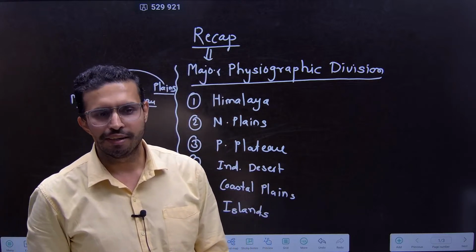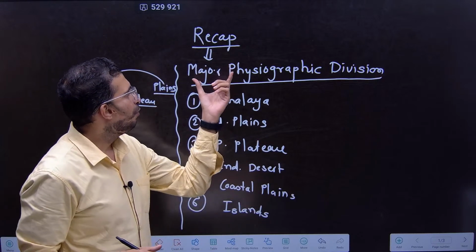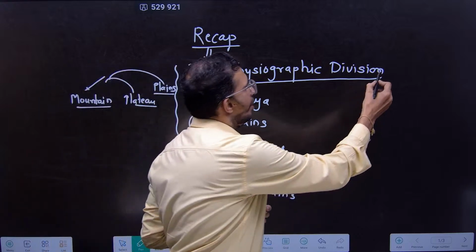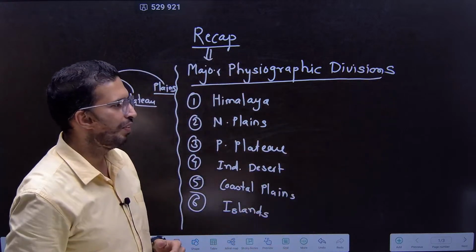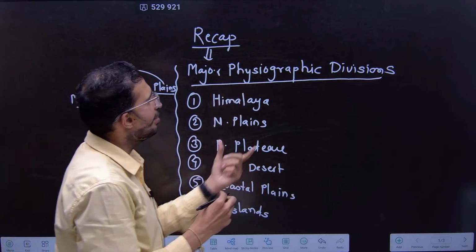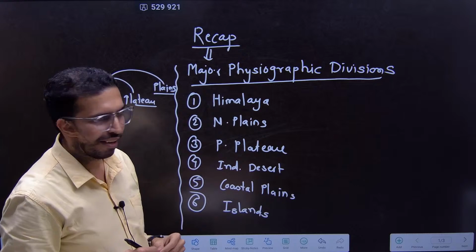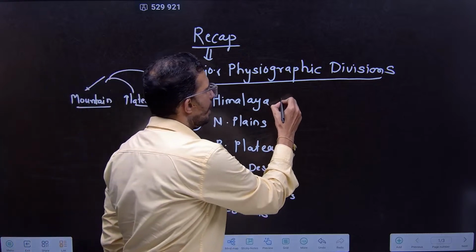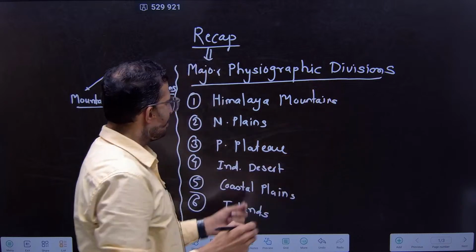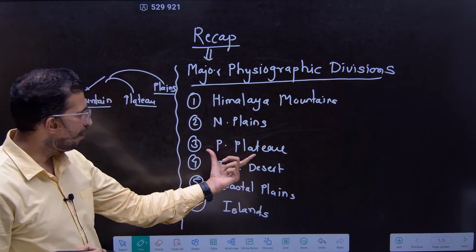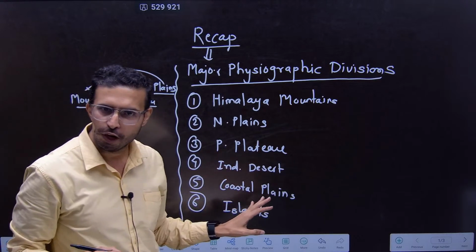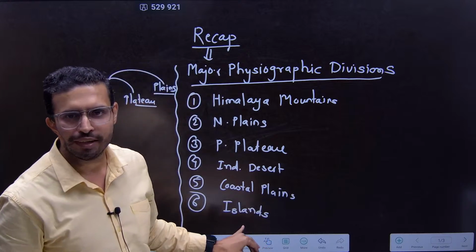Yesterday, we studied the major physiographic divisions of India. Let's summarize what we did in yesterday's lecture. First, we have the 6 divisions as per the NCERT. The first one is the Himalaya mountains. The second one, the northern plains. Third one, peninsular plateau. Fourth one, Indian desert. Fifth one, coastal plains. And the sixth and last one is the islands.